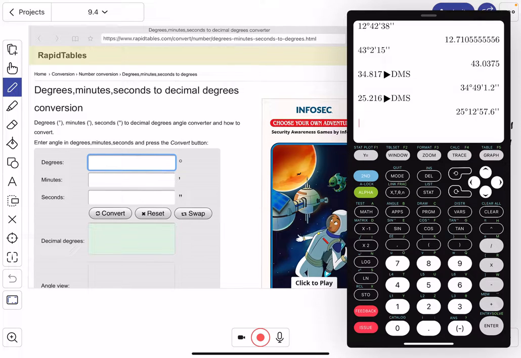Now, if you don't have a graphing calculator, you can go to this website, and you're just going to enter the degrees, minutes, and seconds right there. So I'm going to use the top one on the calculator. We had 12 degrees. Come on, what are we doing? Is this not going to let me?